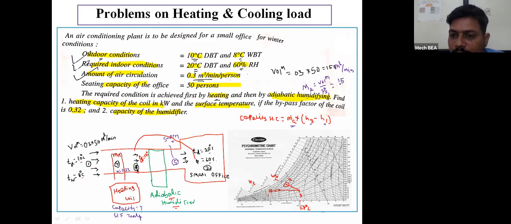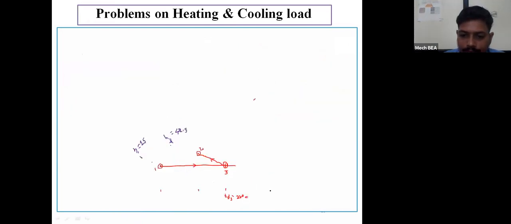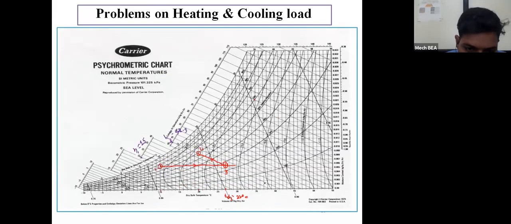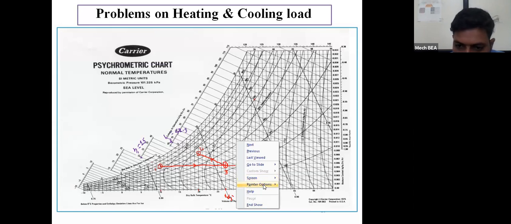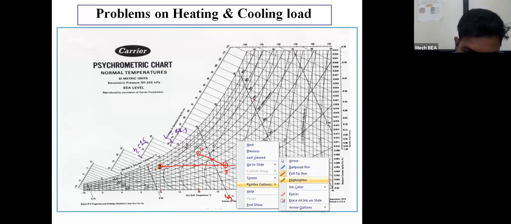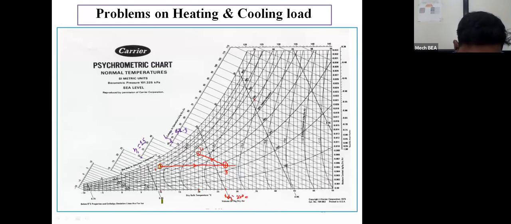Specific volume corresponding to point 1. So I have to consider the specific volume for point 1. Here I will get the specific volume corresponding to point 1. So here this point number 1 is situated in between the specific volume of 0.80.